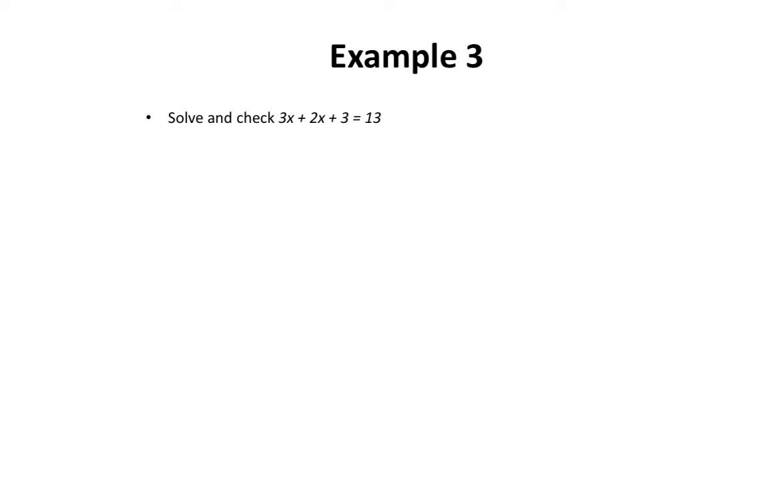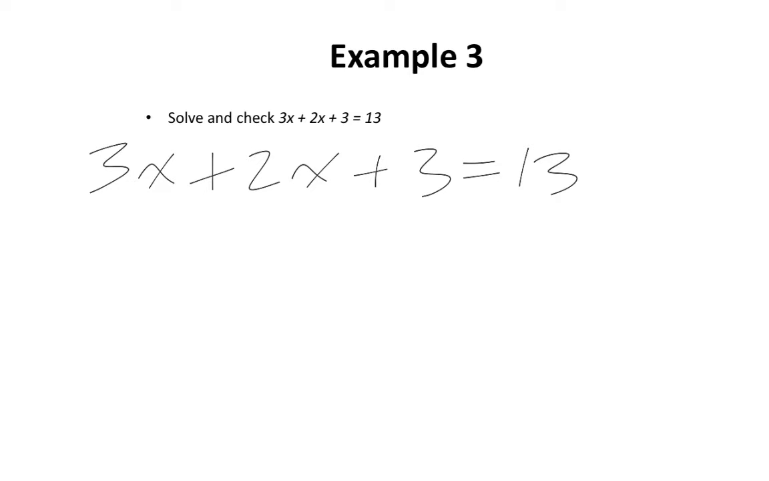In our last example, we want to solve and check 3x plus 2x plus 3 equals 13. First thing you want to do is rewrite the question. Next, we want to simplify the left side and right side of the equation.